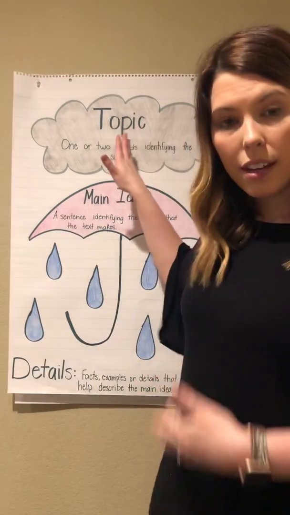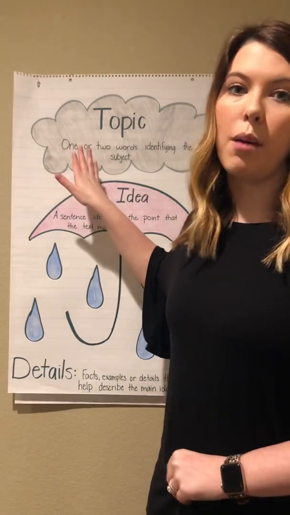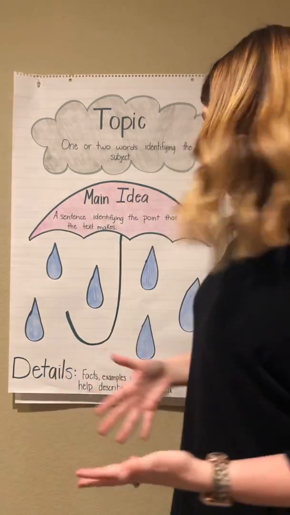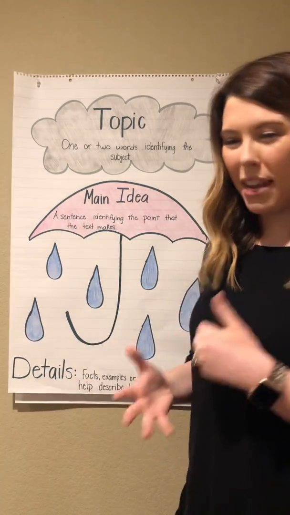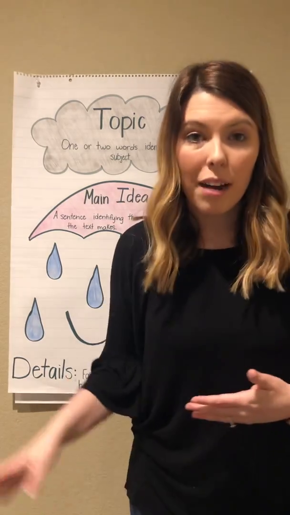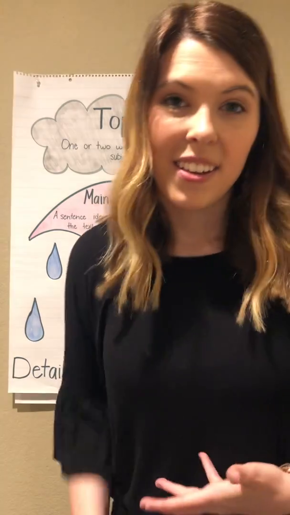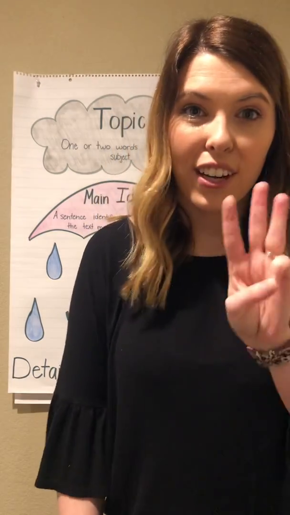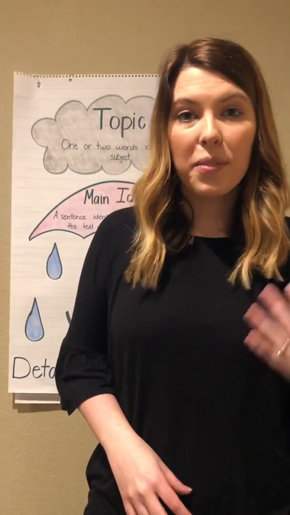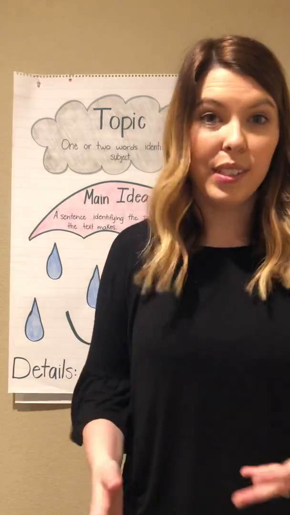Okay, so we have topic, one or two words describing the subject. The main idea, a sentence identifying the point that the text was making, and then details, facts, examples, sentences describing and supporting your main idea. Okay, so those are the three things you're gonna need to know. Okay, we're gonna do an example, and like I said, today we're not using a book. We're just gonna use pictures to introduce main idea.